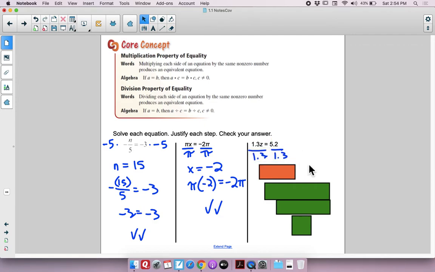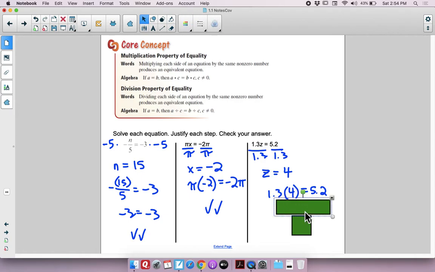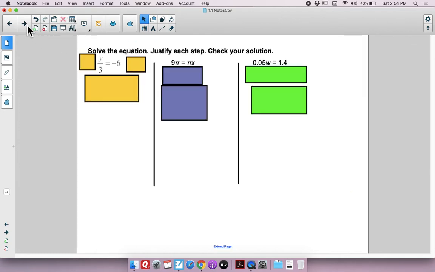So divided by 1.3, and hopefully you saw that if you move the decimals over, 52 divided by 13 goes in evenly 4 times, and if you multiply 4 by 1.3, you're going to get 5.2, and that's what our magic number is. Awesome. Okay, here's some more, so why don't you go ahead and do these.